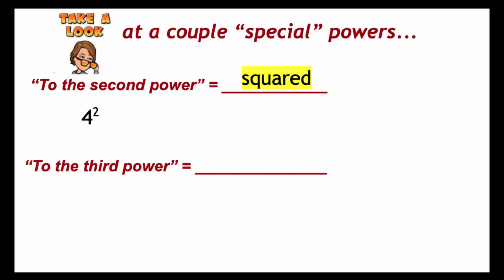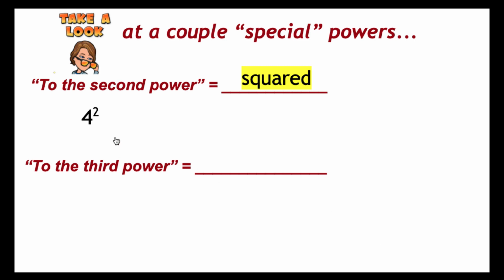So write squared on the line. And then write 4 to the 2nd power. Now, if you see that, you need to be aware that that can also be read as 4 squared. How can we read that? Say it with me. 4 squared. So squared is the special power when our exponent is 2.